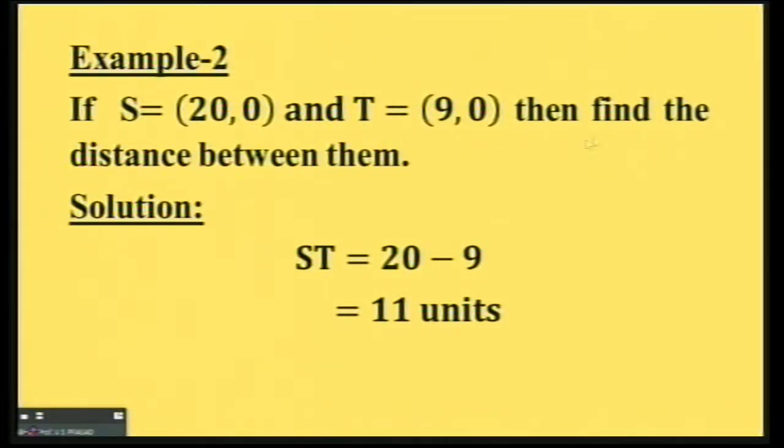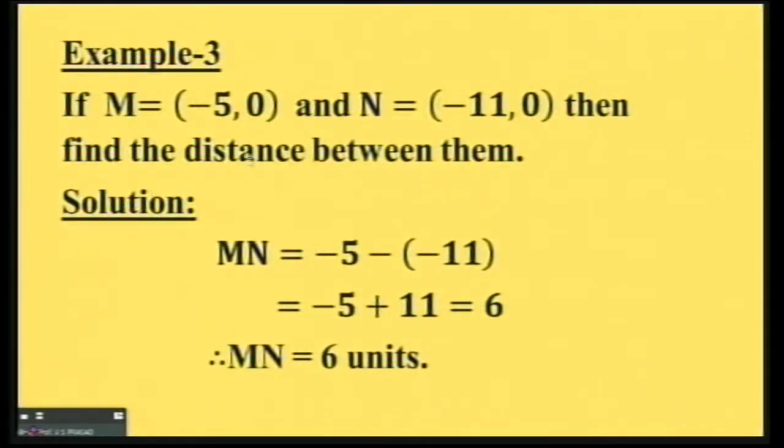note that both the points are on the positive side of the x-axis. Then the distance between them is the difference between their abscissa. Again note that we have to take the bigger number as the first one and the smaller number as the second one to find the difference. Therefore ST is equal to 20 minus 9, that is equal to 11 units.